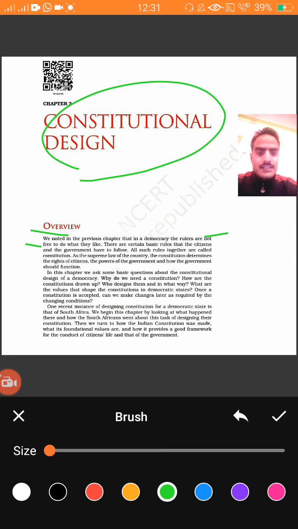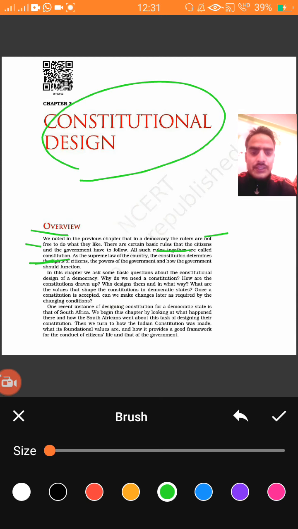Okay, there are certain basic rules that citizens and government have to follow. All such rules together are called the constitution. When you are writing rules and regulations for your country, then these rules and regulations are known as the constitution. As the supreme law of the country, the constitution determines the rights of citizens.